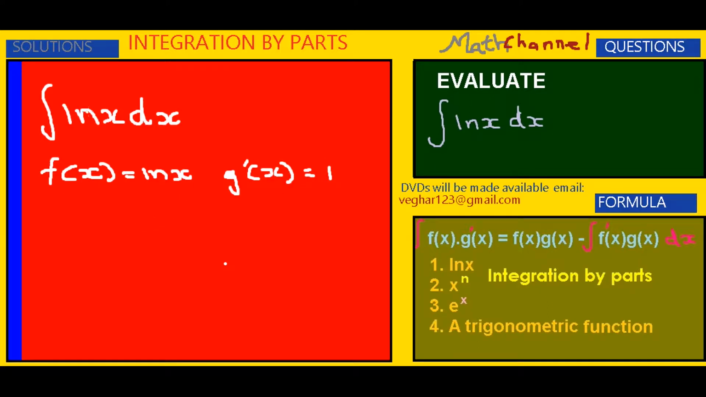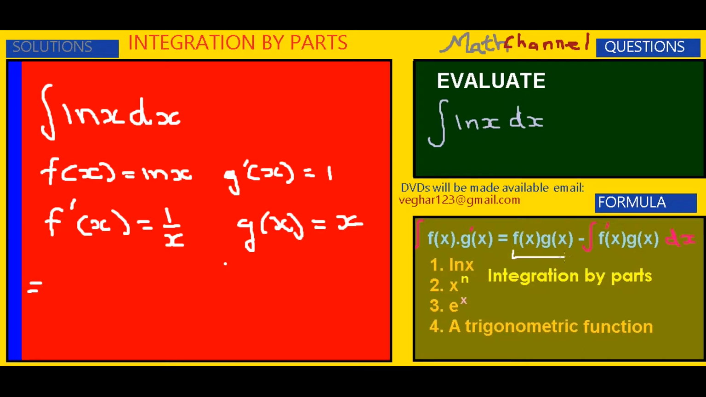We have to use integration by parts, and integration by parts uses g of x and f of x. So now let's derive this one. When you derive ln x, it equals 1 over x. So the derivative of ln x is 1 over x, and integrating g of x prime, which is 1, gives x, because the integral of a coefficient is x.